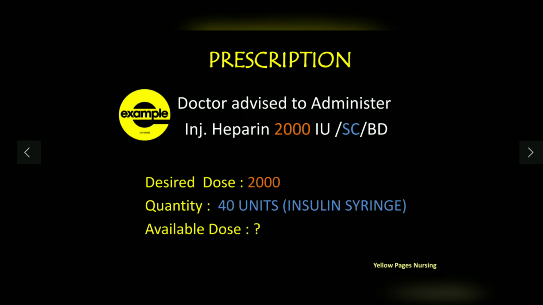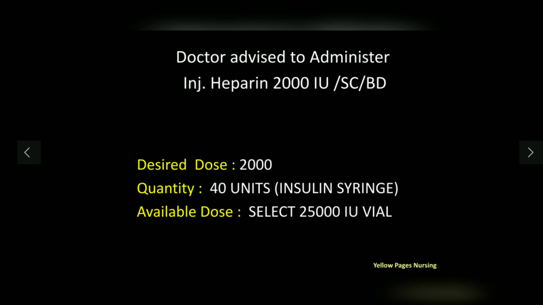Now let's look into the first example. Doctor advised to administer injection heparin 2000 international units subcutaneous BD. Now, as per the formula, the desired dose is 2000 units. The quantity is 40 units as per the insulin syringe. And the first thing in calculating the available dose is, we have selected the 25,000 international units vial as per the mentioned criteria.